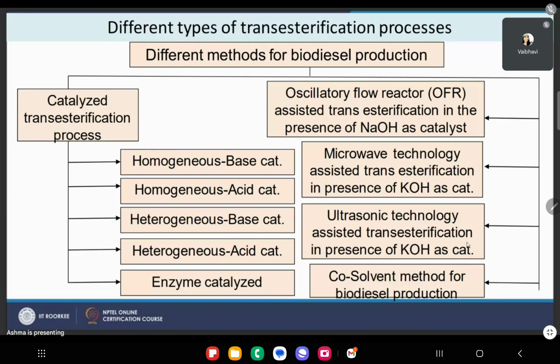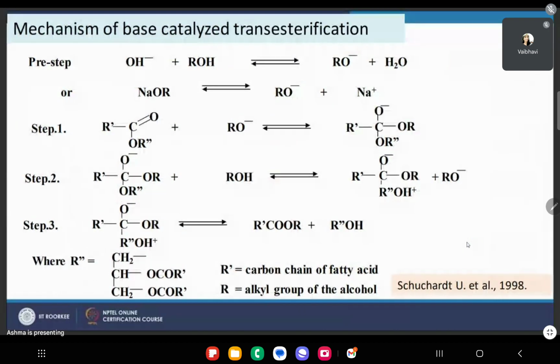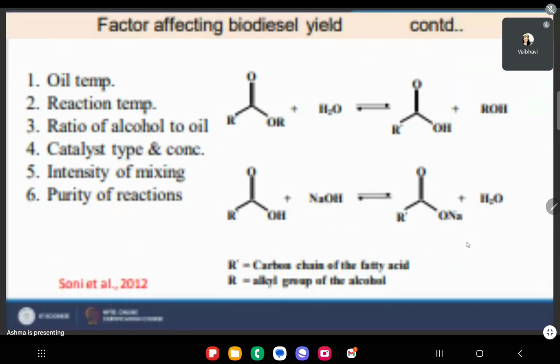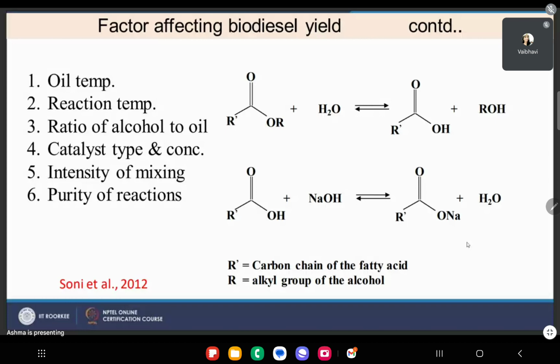Next are the different methods for biodiesel production. So these are the methods: catalyzed transesterification process or oscillatory flow reactors. You just go through these in the slides. Here's the mechanism. Please go through these. Next, the factors affecting biodiesel yield. The factors which affect the biodiesel yield are oil temperature, reaction temperature, ratio of alcohol to oil, catalyst type and its concentration, intensity of mixing, and purity of the reaction.